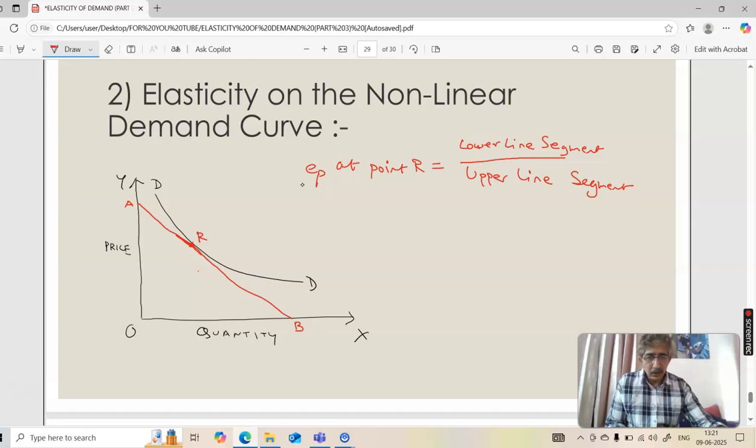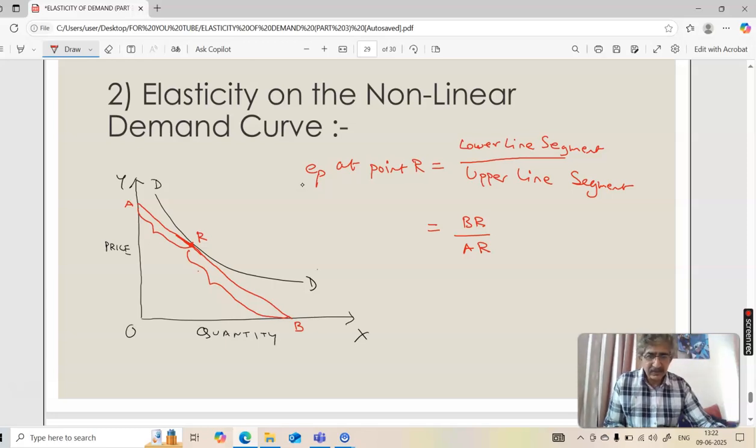So in this case, the lower line segment you can see is the length from R to point B. You can call it BR. And the upper line segment is from point A to point R. You can call it AR. You can see very easily by looking at these points whether BR is the longer segment or AR is longer. It's very clear.